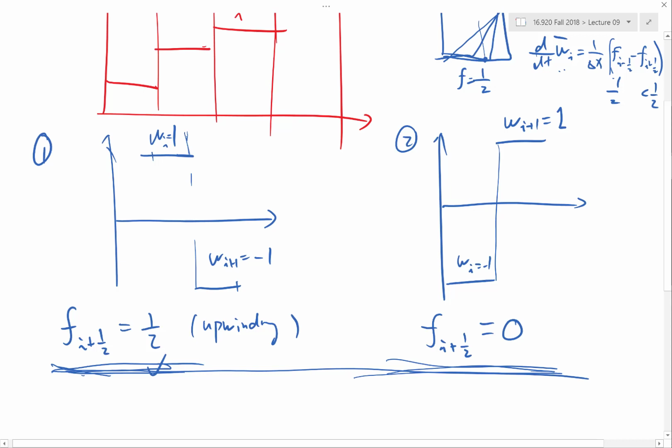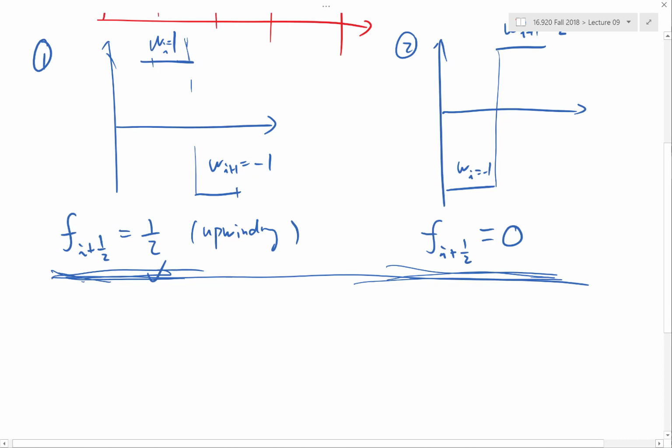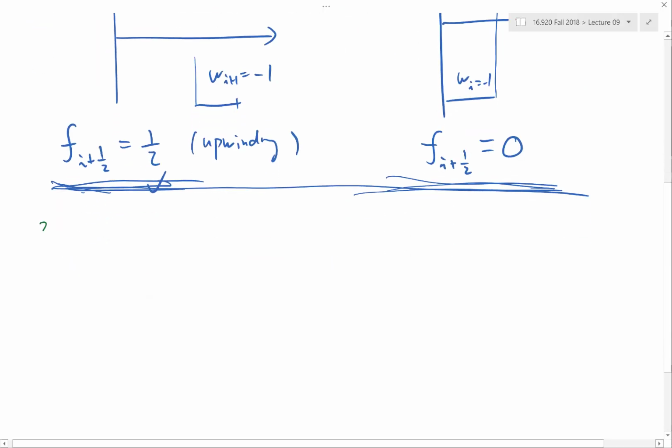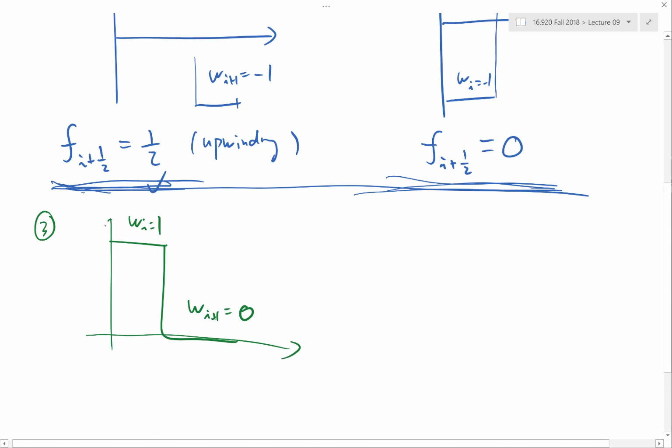All right. Okay, so let me give some other scenarios for you to say what the flux should be. Okay, so let's say scenario 3. What if I have Wi equal to 1 and Wi plus 1 equal to 0, right? In this case, what should the flux be?